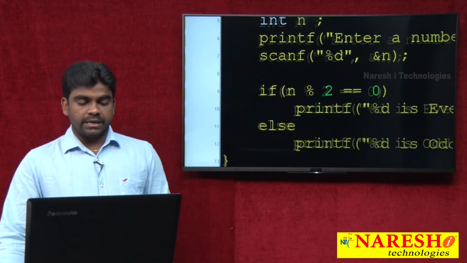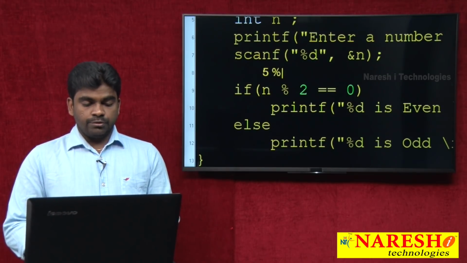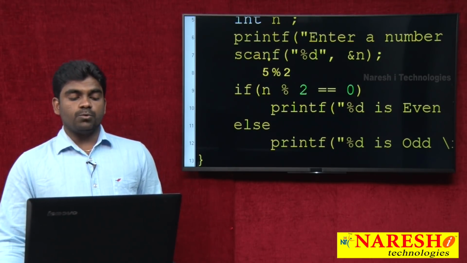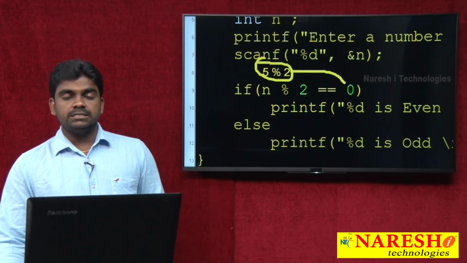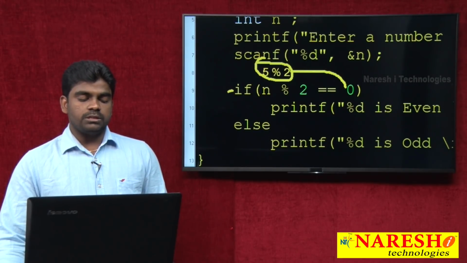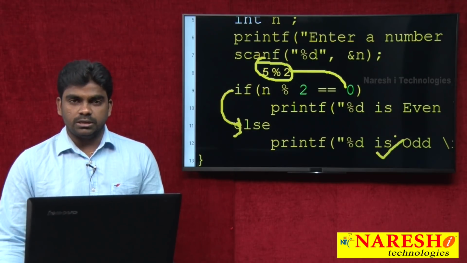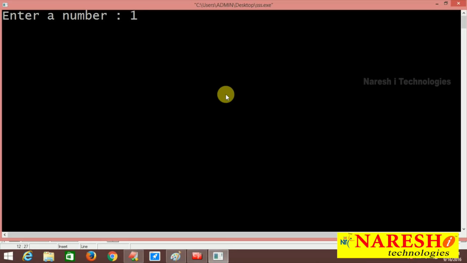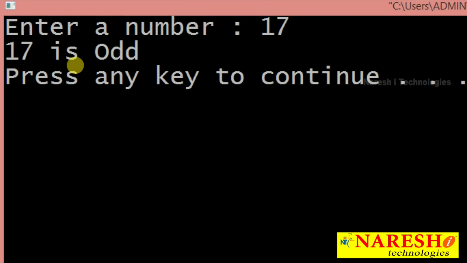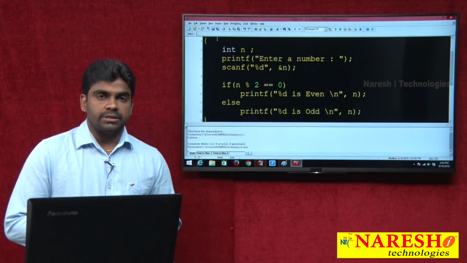For example, if you take n value as 5, 5 mod 2 value is 1. 1 equals 0, the condition is false. If the condition is false, it directly executes the else block. It will print the message that 5 is odd. See here, it is asking to enter a number and we are reading. Suppose it is 17, 17 is odd. So this is how to work with if else.